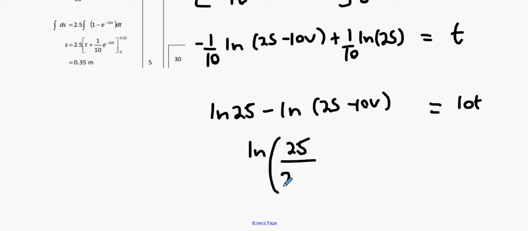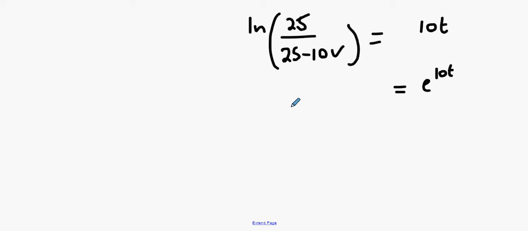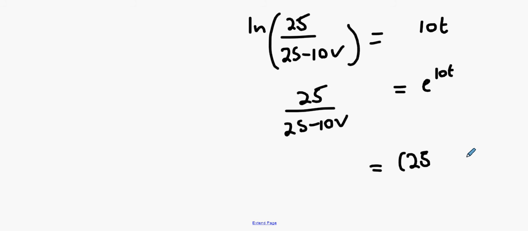I say there's many different ways you can present your answer, if I'm being honest. And then 10t. Get rid of the ln and bring up e. So it's going to be e to the power 10t equals 25 over 25 minus 10v. Alright, cross multiply. 25 minus 10v. Now I could put e to the 10t here, couldn't I?